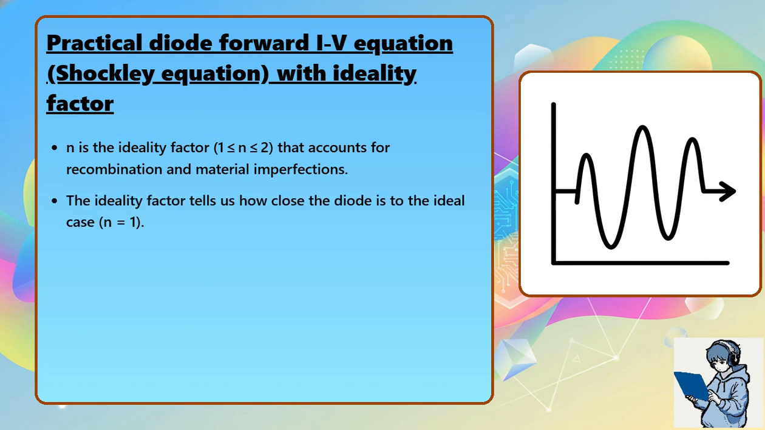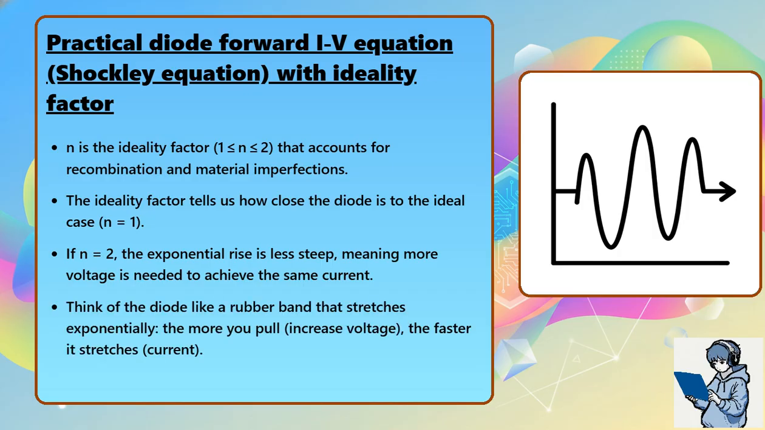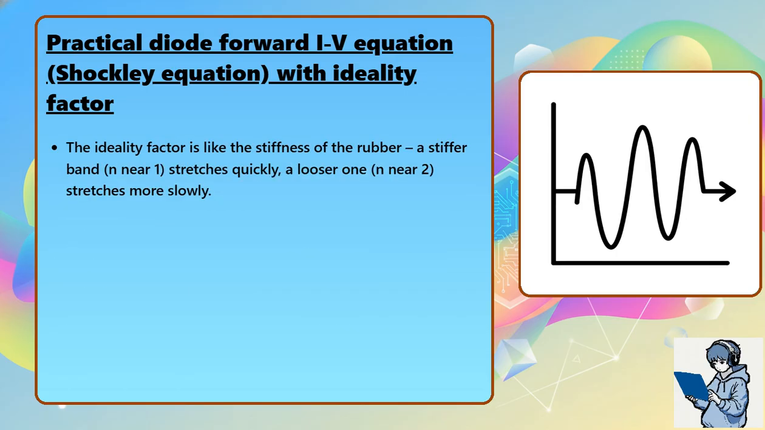The ideality factor tells us how close the diode is to the ideal case, n equals 1. If n equals 2, the exponential rise is less steep, meaning more voltage is needed to achieve the same current. Think of the diode like a rubber band that stretches exponentially. The more you pull, increase voltage, the faster it stretches, current. The ideality factor is like the stiffness of the rubber. A stiffer band, n near 1, stretches quickly. A looser one, n near 2, stretches more slowly.